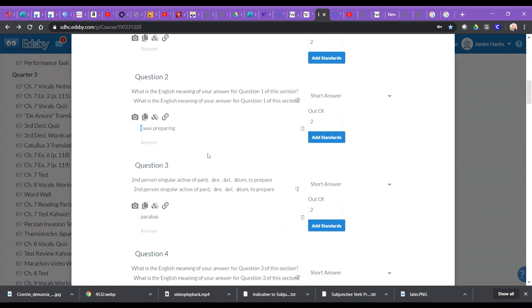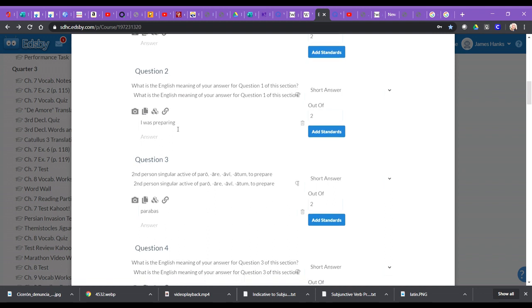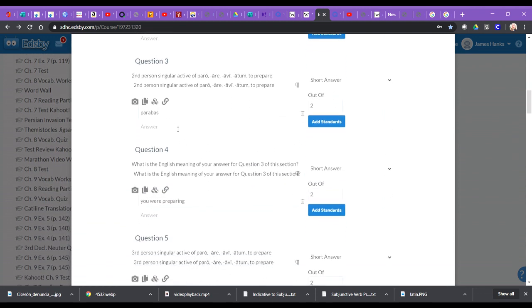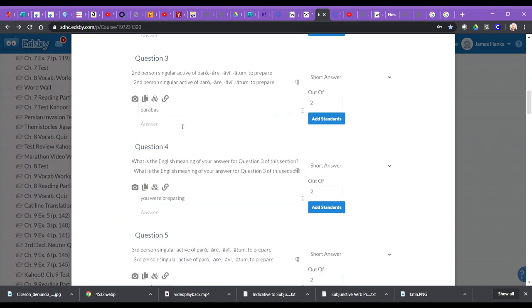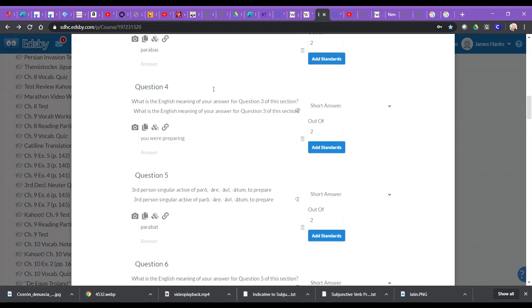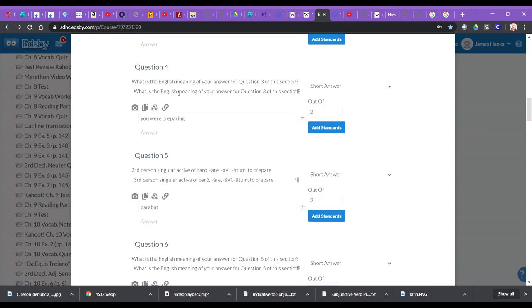I already said when we were talking about the Quizlet Write that you should be careful with spelling and make sure you don't put any extraneous spaces or anything, because it'll automatically mark it wrong. All right, then it goes on to the second person singular, so you'd type parabos. It's not going to be paro, but it'll tell you whatever the verb is. Then what's the meaning of parabos?